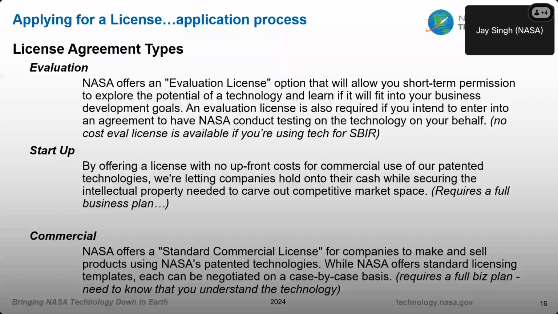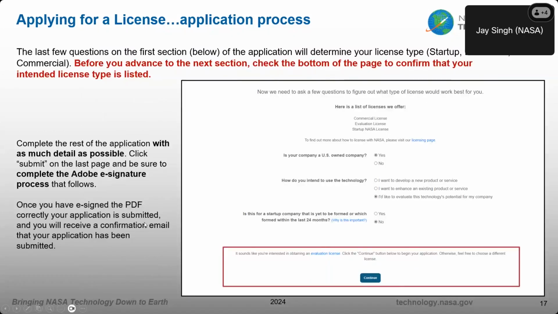And all these require a business plan, showing that you understand the technology, how you're going to be using it, and things like that. So the last few questions on the first section, which you'll see here below, will determine your license type. So rather, would it be a startup, evaluation, commercial? Before you advance to the next section, check the bottom of the page to confirm that your intended license type is listed. And it's important to complete the application with as much detail as possible.